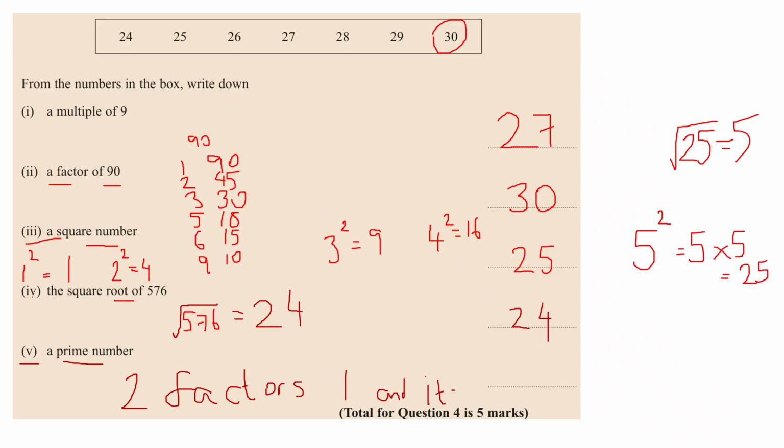So which of these numbers here has exactly two factors? Well, that would be the number 29, because 29 has two factors, which are 1 and 29. Hence making 29 a prime number. And that is how we work with types of numbers.